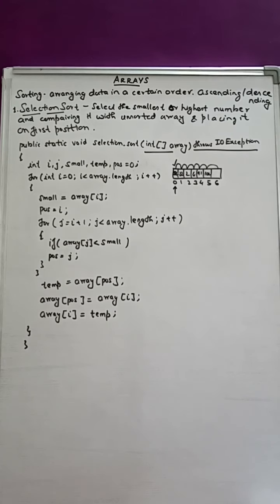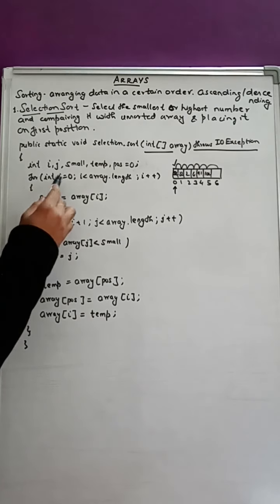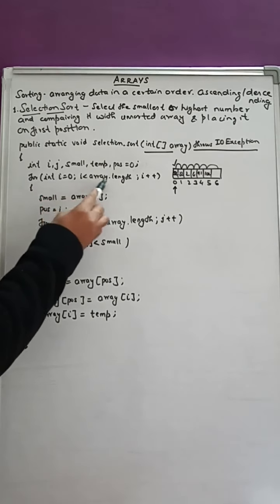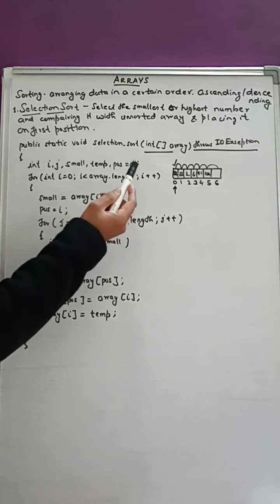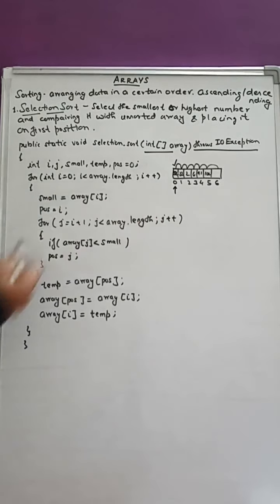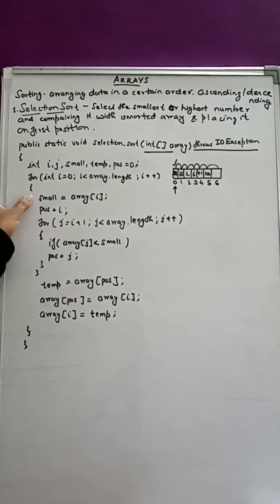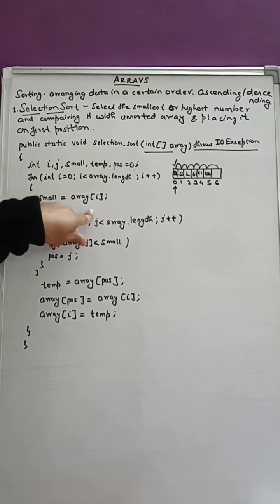Now in this code you can see that first we have taken a for loop, and in this for loop we have started from i equal to 0 and i less than array.length, and this is the postfix increment operator over here. Now after this, in the small variable we have taken the value of array of i.